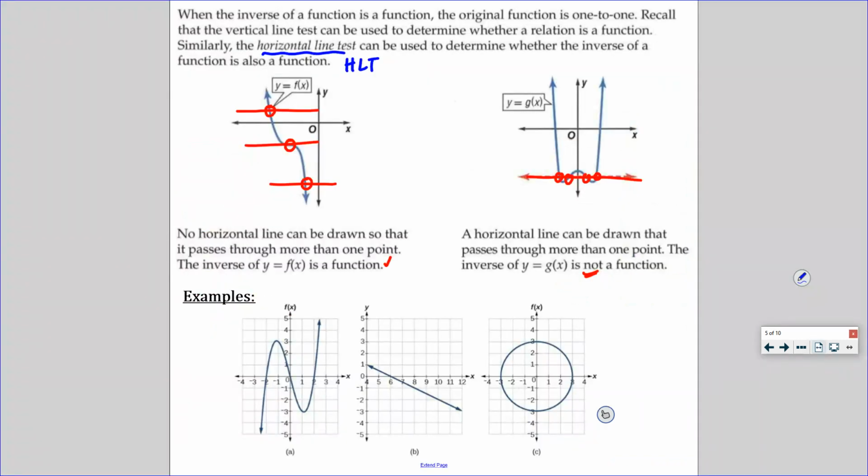All right, let's try a couple examples. Thanks, red and white. So I want to know if the inverse of these graphs is a function. Notice how these all say f of x. Well, this one says y, whatever. Is the inverse a function? So I'm not going to use the vertical line test. I'm going to use the horizontal line test. All right, this one. No.